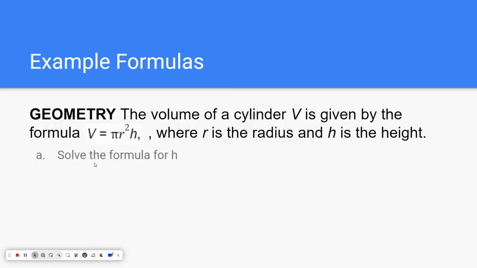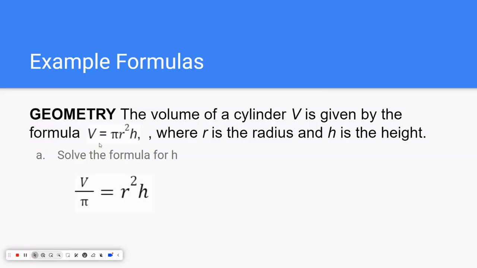First, they want you to solve the formula for h. In other words, we want to get the height by itself, which means we would know in a problem what the volume was and we would know what the radius was. We would need to figure out what the height is. So they start by saying solve it for h, much like we did in the last assignment.